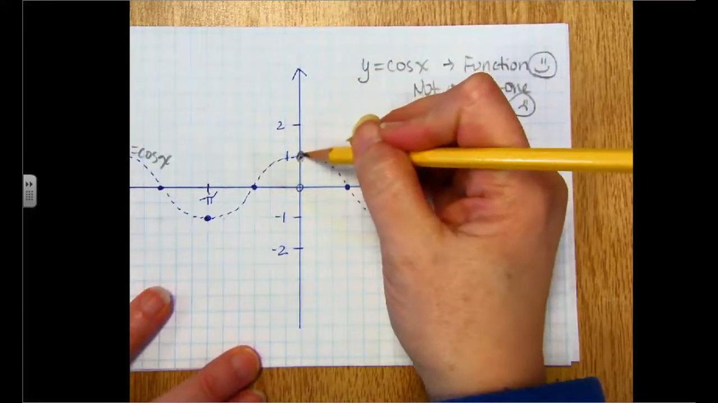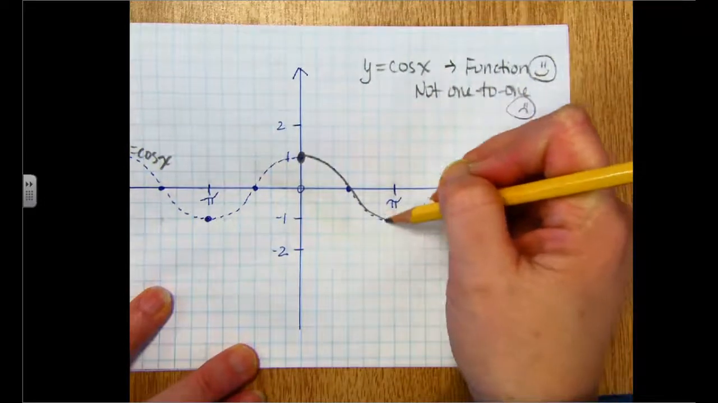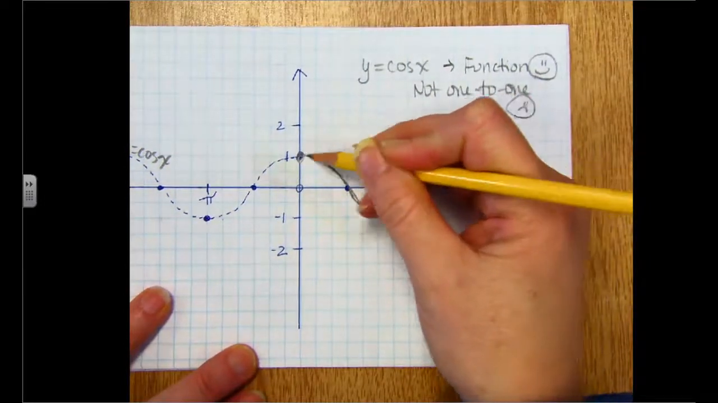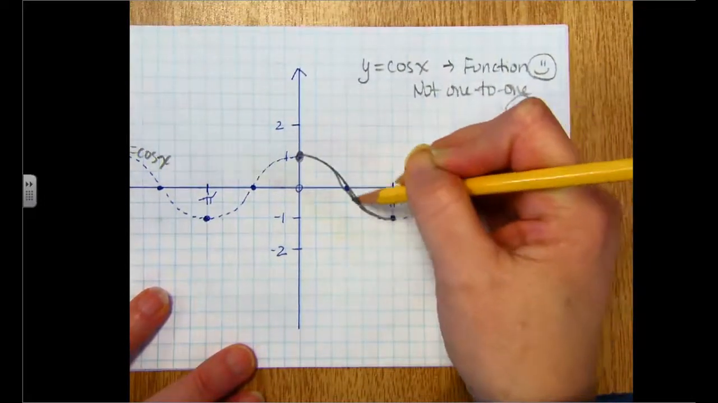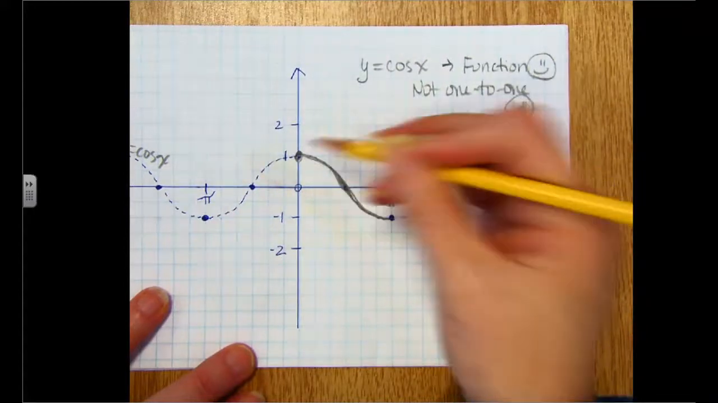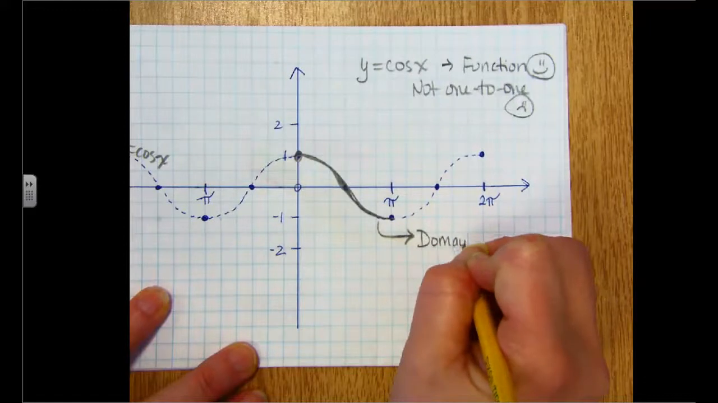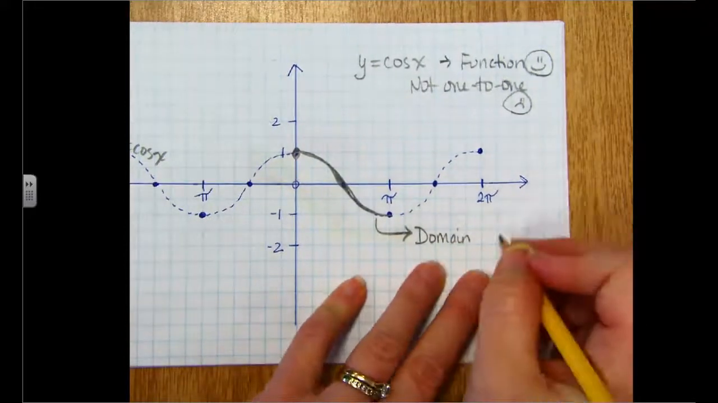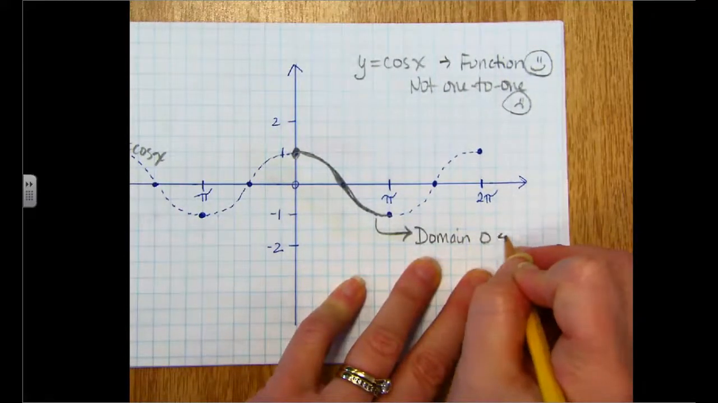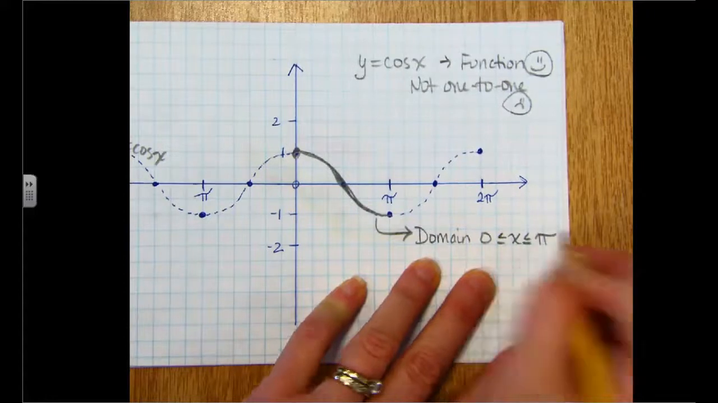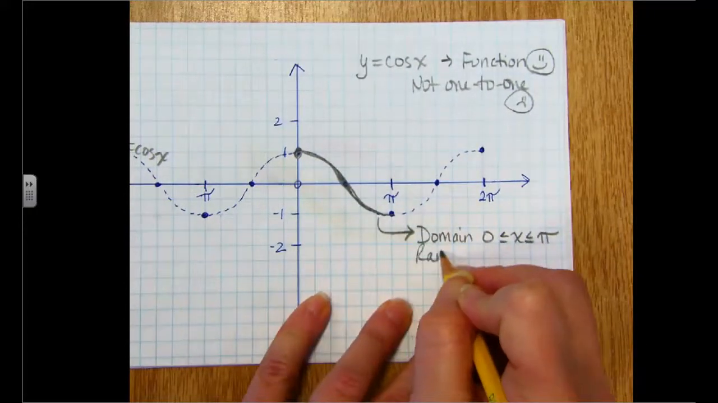There are other places, however, mathematicians a long time ago decided that they wanted to look at this part of the graph from 0 to pi. So we're going to restrict the domain on my cosine graph to 0 to pi. The range stays from negative 1 to 1.